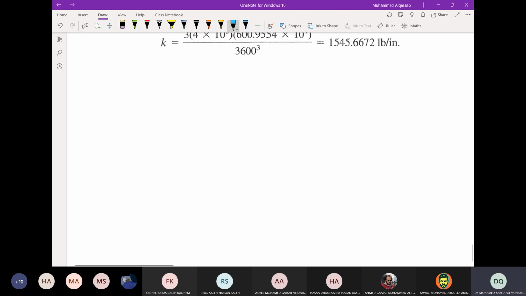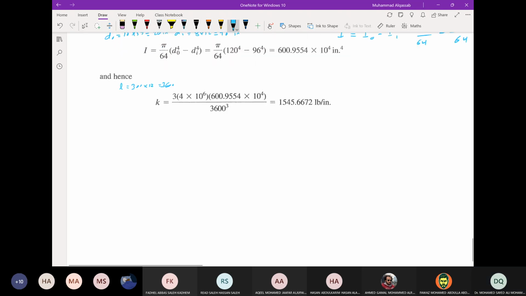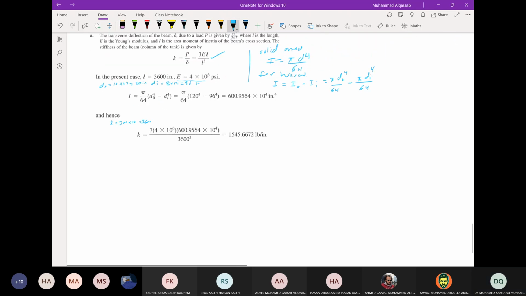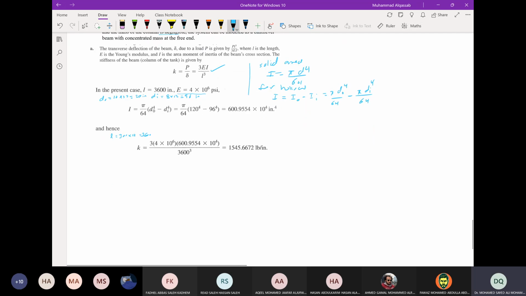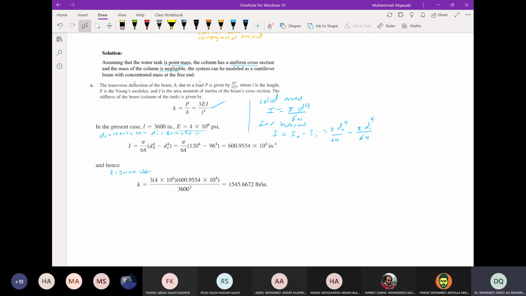Okay, we will continue this example next time. I think we reached the end of the lecture. The next thing is just to substitute in the equation for omega n or fn. So we will do this next time, inshallah. Any question?